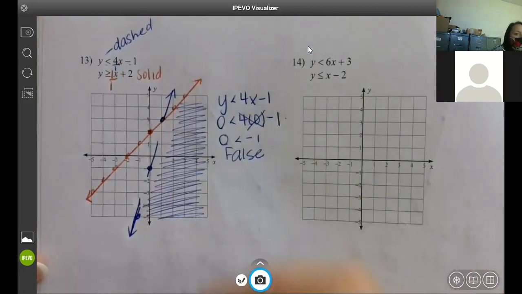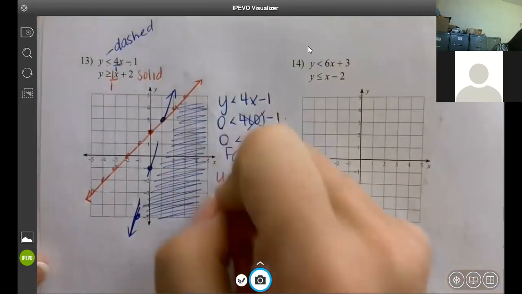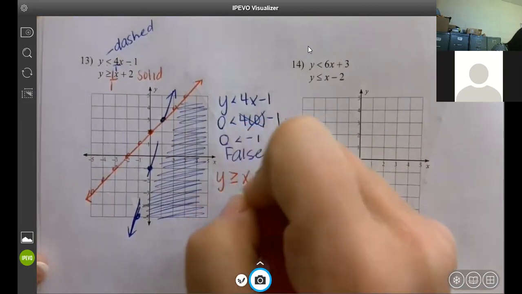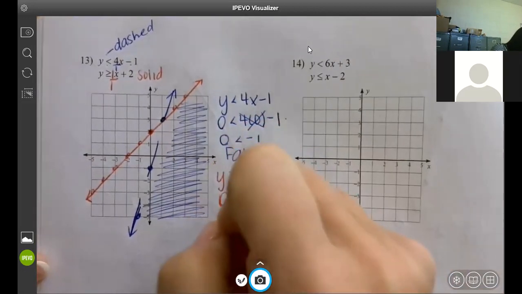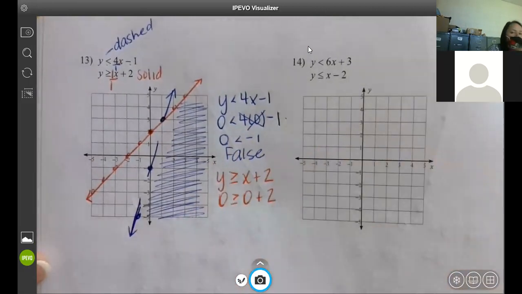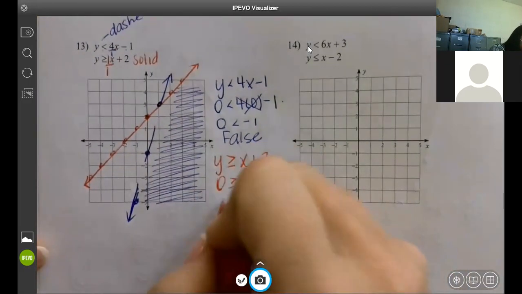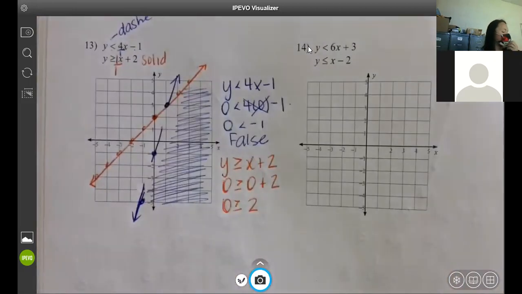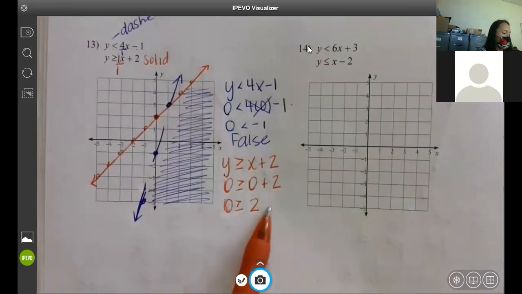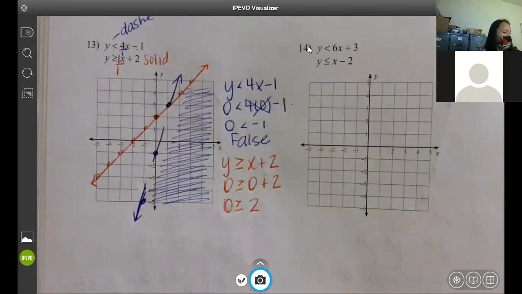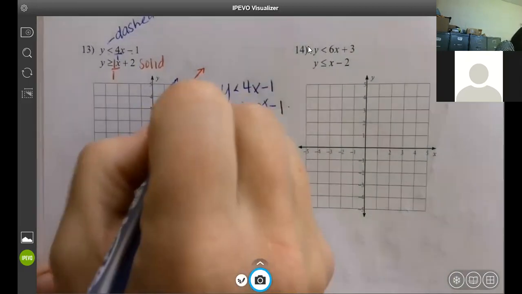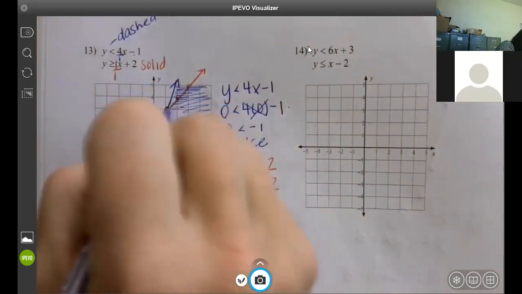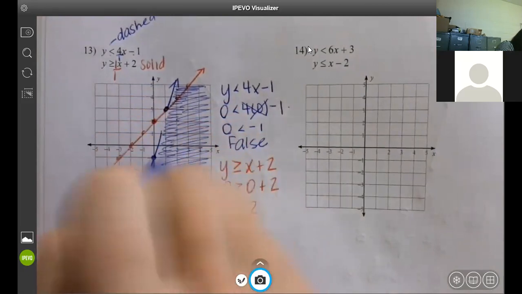And then we plug in 0, 0 because it didn't go through it. So y is greater than or equal to x plus 2. 0 is greater than or equal to 0 plus 2. And 0 plus 2 is 2. Is 0 greater than 2? No. And so I did a really crappy job shading, so I'm going to make sure that I go back and shade all the way around so you guys can see it.